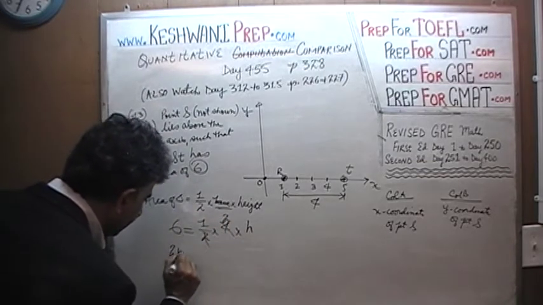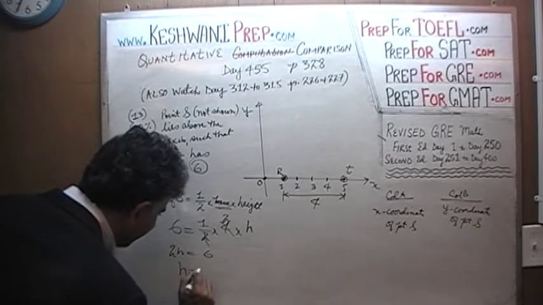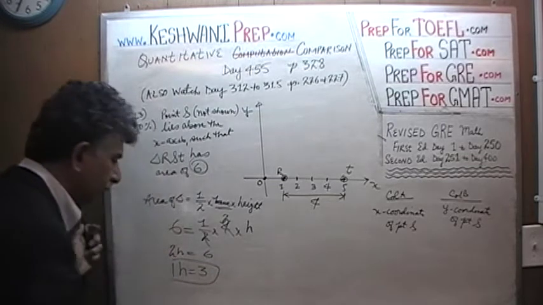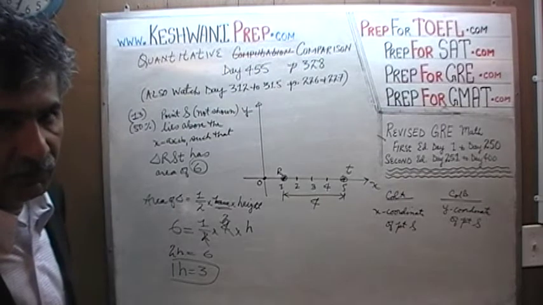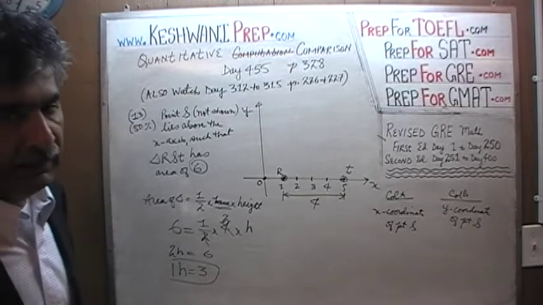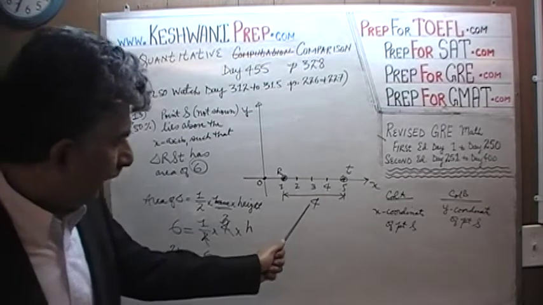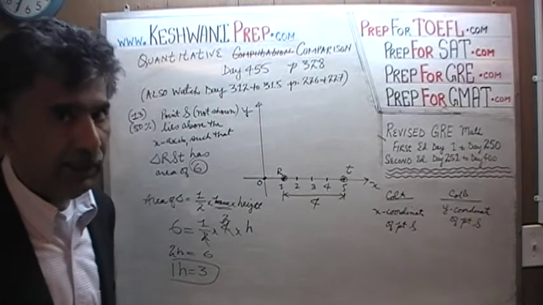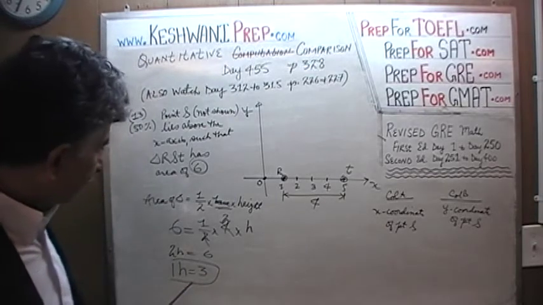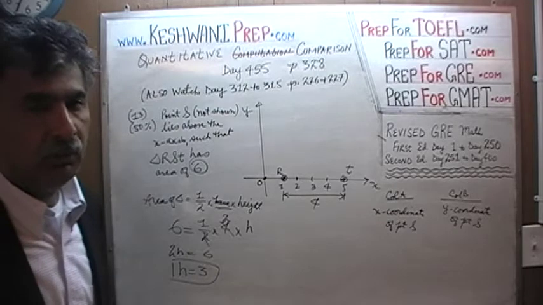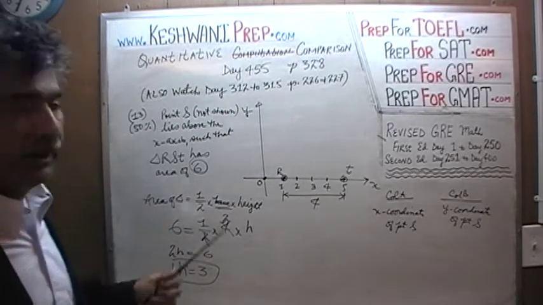So 2h equals 6, which means the height of the triangle that we're looking for has to be 3. Any triangle with a height of 3 and a base of 4. One more time, any triangle with a height of 3 and a base of 4 will do the job. We'll have an area of 6.